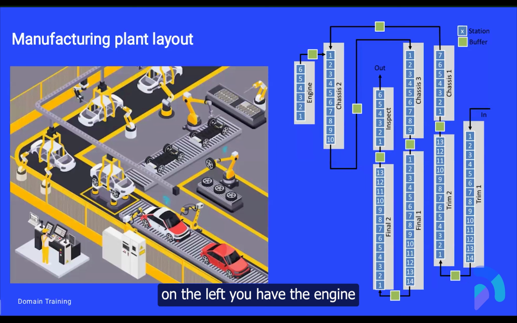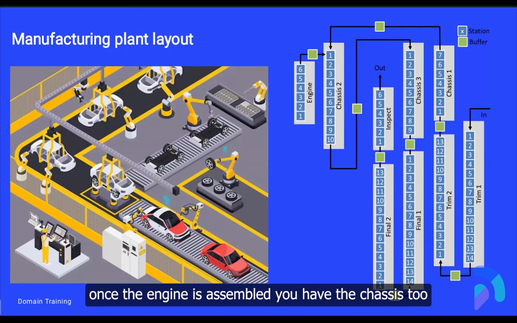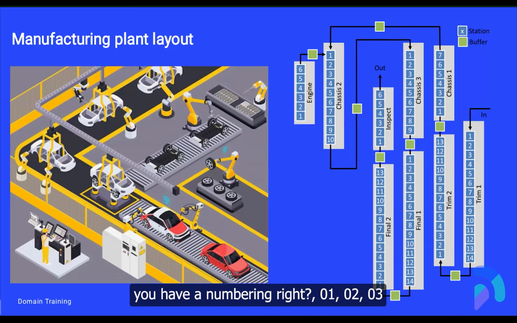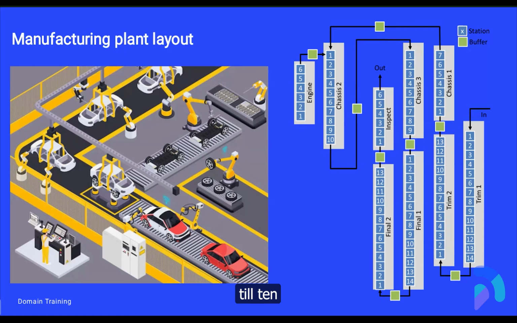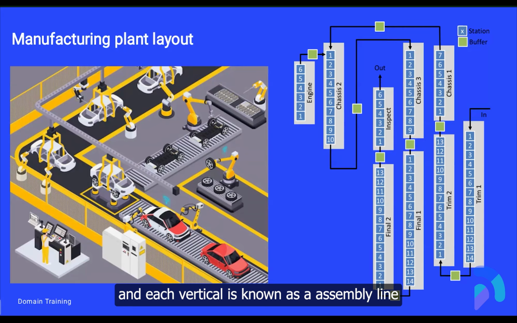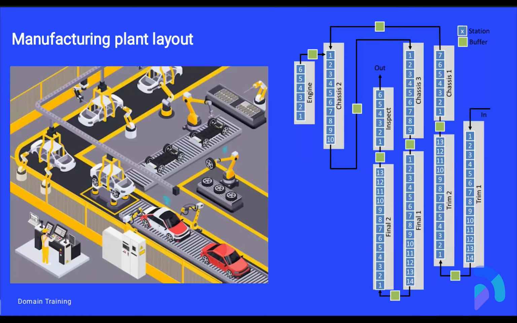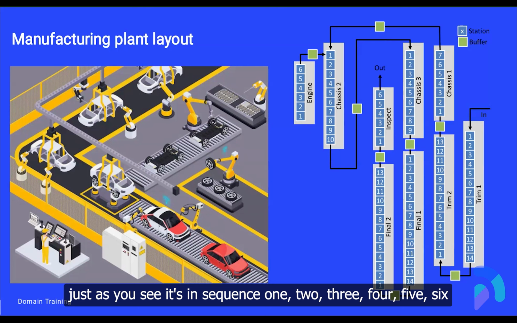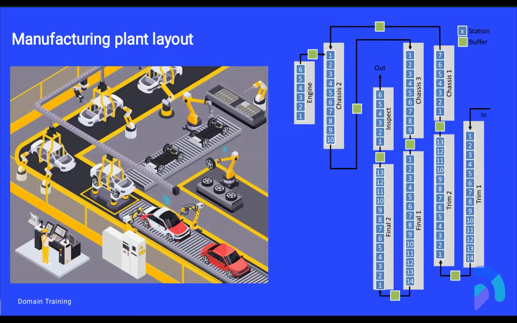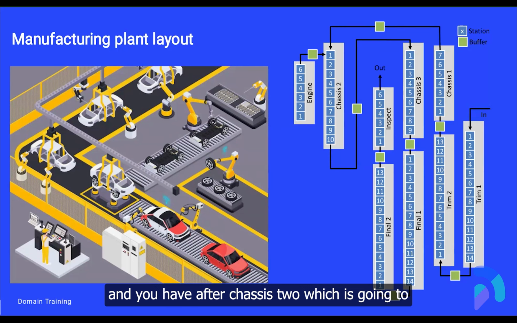So on the left, you have the engine. Once the engine is assembled, you have the chassis too. You have numbering, right? 1, 2, 3 till 10 on the chassis too. Those are the different stations, and each vertical is known as an assembly line. And every line will have a line manager who's responsible for the smooth flowing of the vehicles. So just as you see, it's in sequence 1, 2, 3, 4, 5, 6, and after chassis 2, it is going to the green dots. Whatever you see, right? It's called a buffer.